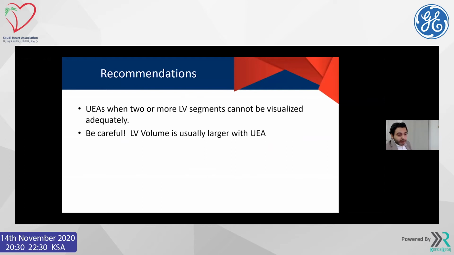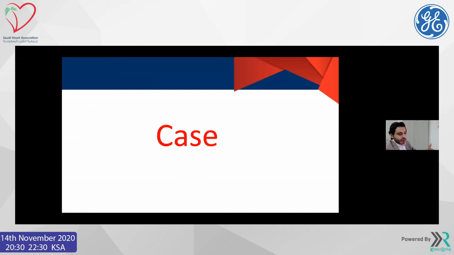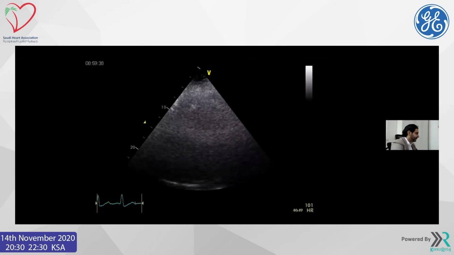However, remember that you cannot compare the LV volume reference values of a contrast study to a non-contrast one. Usually the LV volume is larger when using contrast because it will go inside the trabeculation. However, ejection fraction will not differ because the volume in systole and diastole will both be altered. So the ejection fraction ultimately will not be affected. I will go quickly showing you a case.